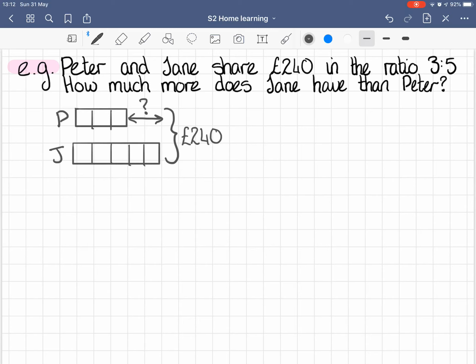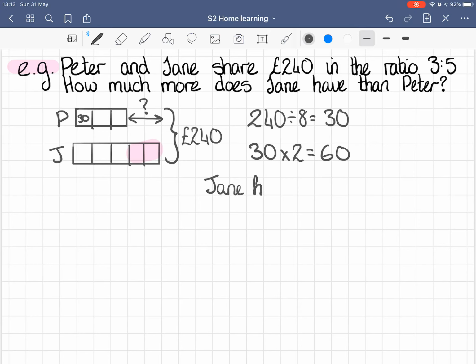Well, my first step is to work out how much is each of these parts worth. So I have 3 parts and 5 parts, so I have 8 parts again. 240 divided by 8 is 30. So each one of these parts is worth £30. Now I'm interested in the 2 missing parts here. So I'm going to have 2 groups of 30, which gives me 60. So Jane has £60 more.